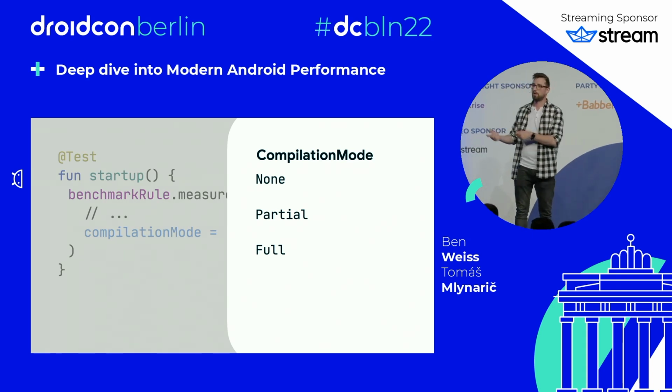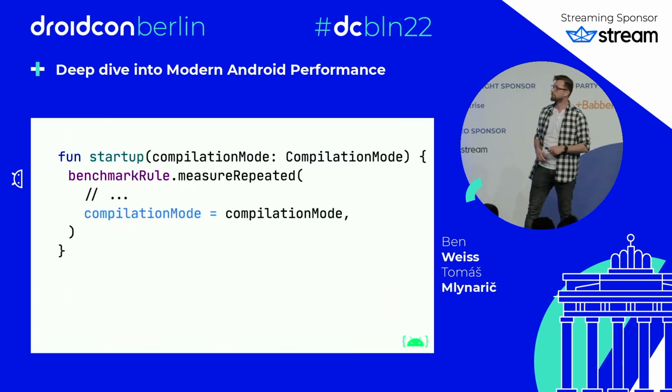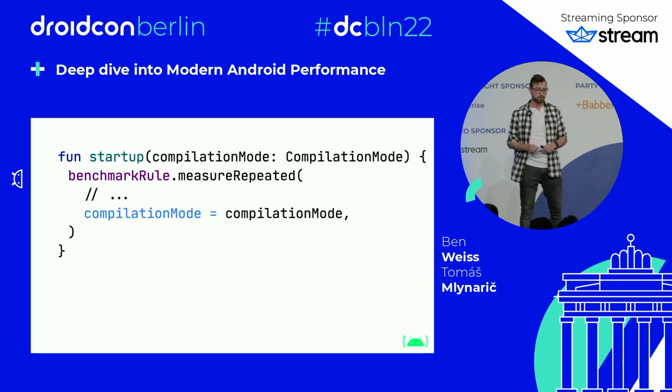Full is only available on older devices, like Marshmallow and Lollipop, where every application is ahead-of-time compiled. So in our case, we can use none and partial. So let's do that.